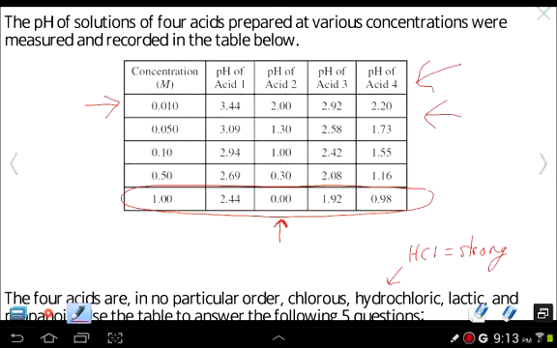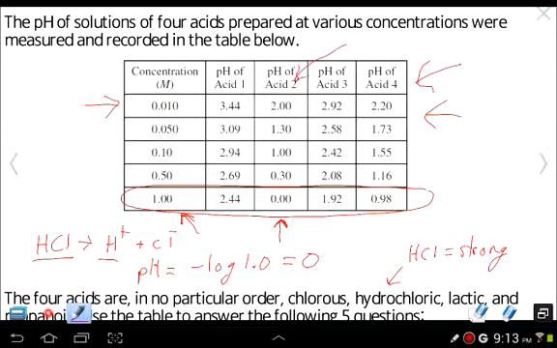Now this makes sense because pH, remember, is the negative log of H plus concentration. If you have a strong acid like HCl, all of it, by definition, dissociates into H plus and Cl minus. So whatever your concentration of HCl, that's your concentration of H plus. So you can simply negative log that to get the pH, and negative log of 1.0, because that's the concentration, is 0. So we know that this guy right here, acid 2, is good old HCl.